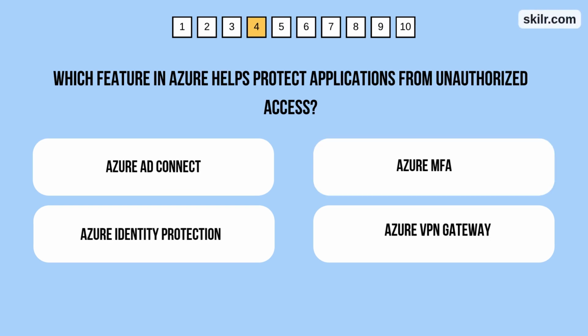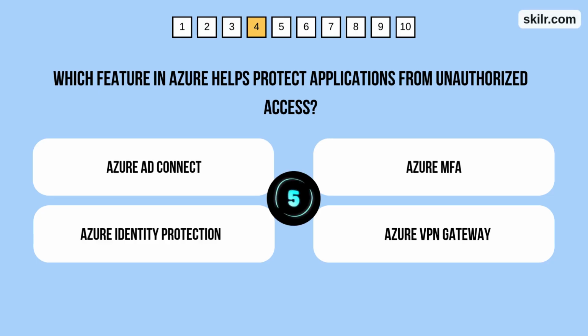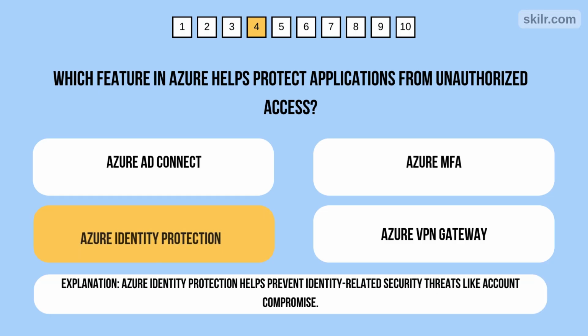Question 4. Which feature in Azure helps protect applications from unauthorized access? The answer is Azure Identity Protection, as Azure Identity Protection helps prevent identity-related security threats like account compromise.